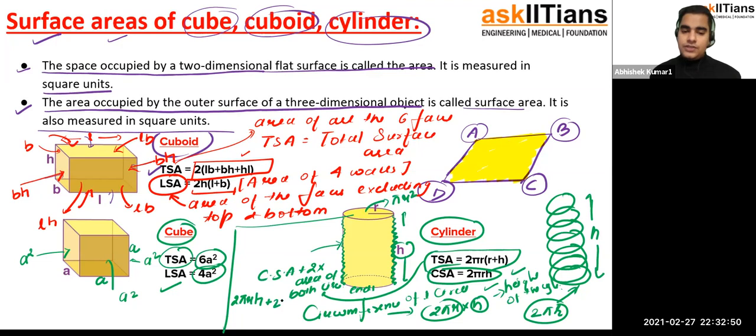So the area of the two circular ends will be 2 pi r squared. You can take 2 pi r common. If you take 2 pi r common, inside the bracket, you will be getting h plus r. And that's exactly what we are provided here.